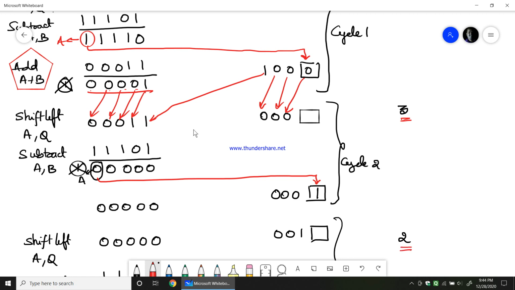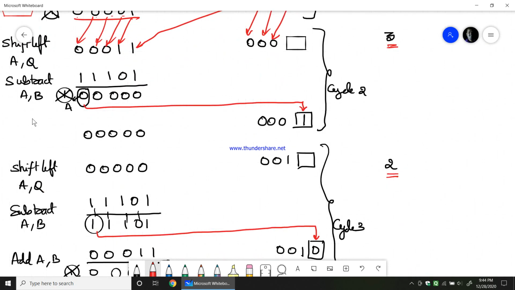Counter is not 0. Again, you shift A and Q left side. So this 0 comes here, 0 comes here, 0, 0, and this 0 comes here. Whereas this 0 gets shifted here, this 0 and this 1. We don't know the value of Q naught. So for that, you subtract B from A. You get 1, 1, 1, 0, 1. You see MSB is 1, so it is negative. Therefore, assign Q naught to be equal to 0.